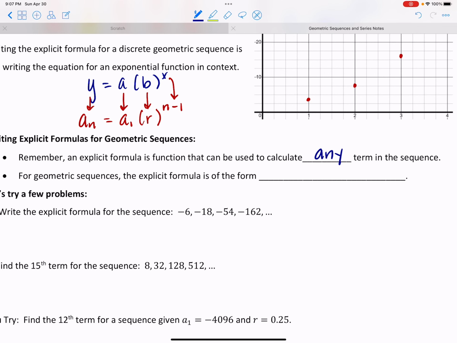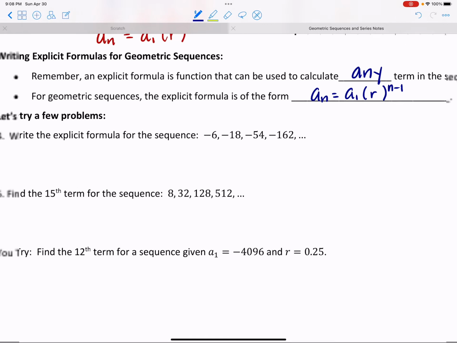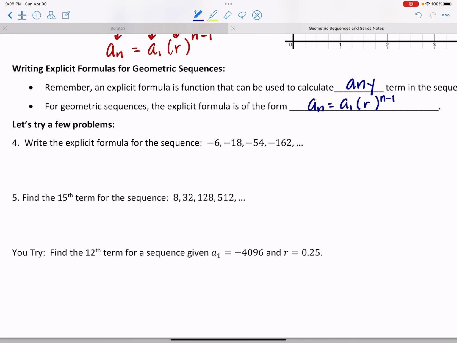So we're going to say the explicit formula is going to be a sub n equal to a sub 1, that's where my list starts, times r, that's what we multiply by to continue our list, and then we're going to raise it to the n minus 1 power. It's not b, b is what we use in an exponential. And the minus 1 is because we're starting at 1 instead of starting at 0. Okay? So let's just practice writing the explicit formula for example 4 here.